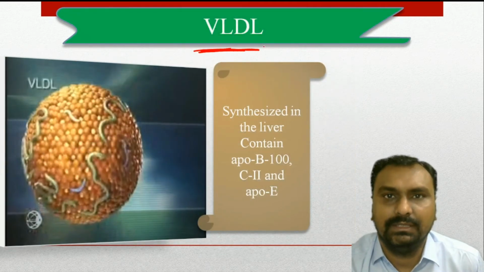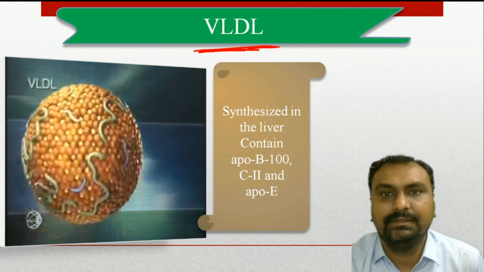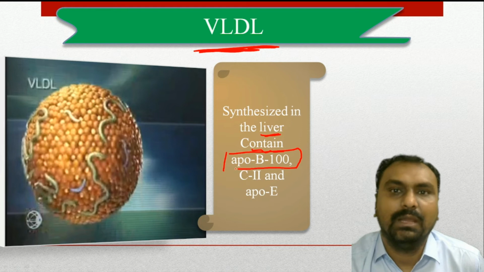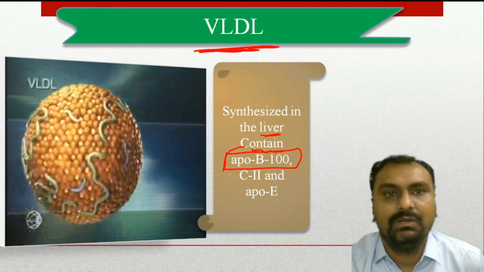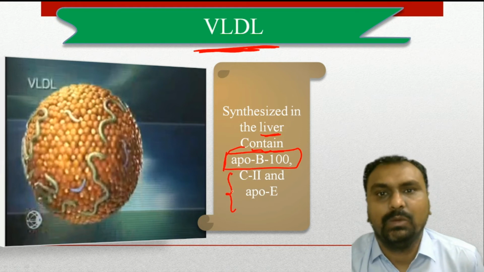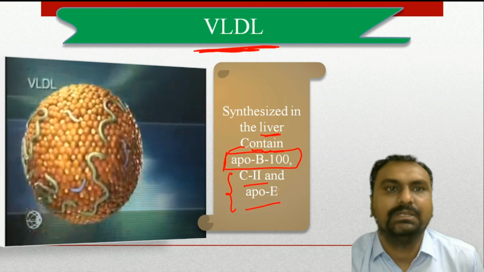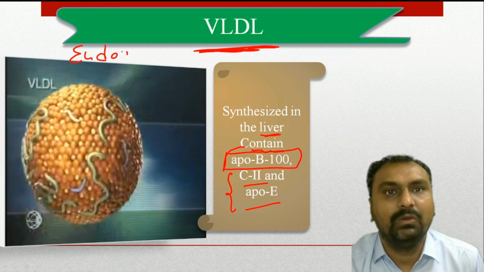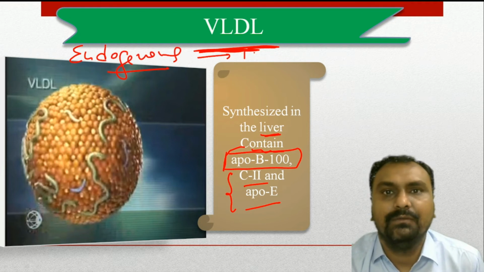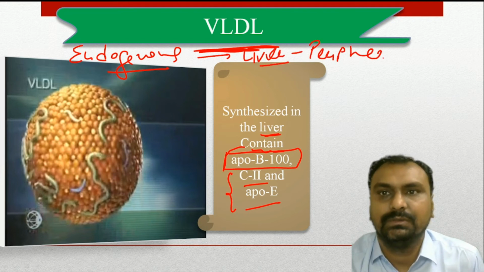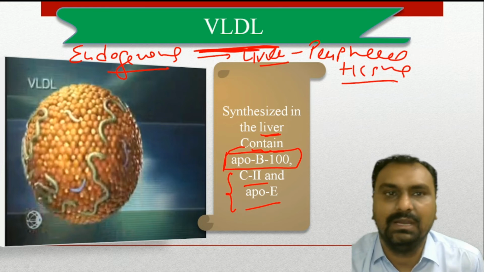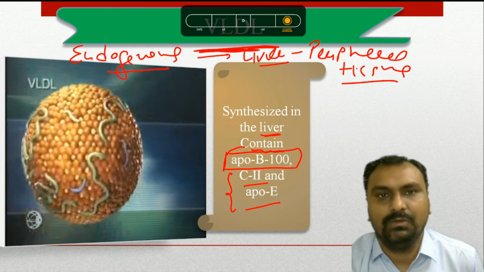Now another is VLDL. It is synthesized in the liver. It contains the major apoprotein called Apo B100. During maturation, it gets two apoproteins, Apo C II and Apo E, from the HDL. The role of VLDL is that it will transport the endogenously synthesized lipids from the liver to the peripheral tissues. We will see a separate video on VLDL and LDL metabolism.